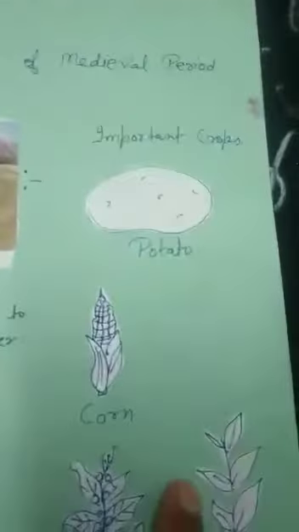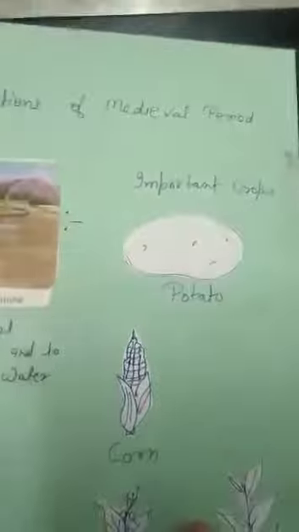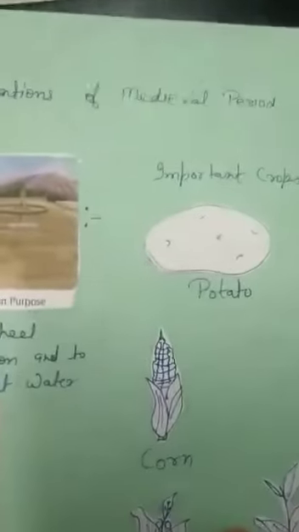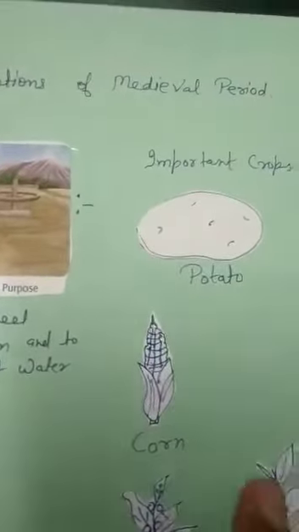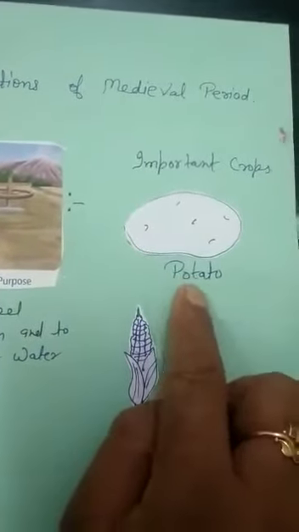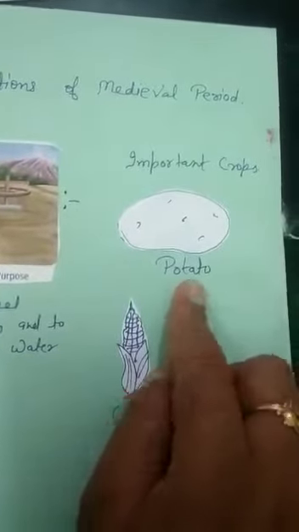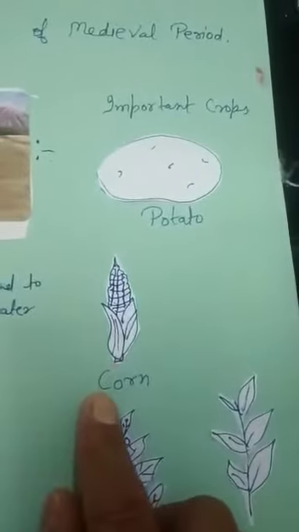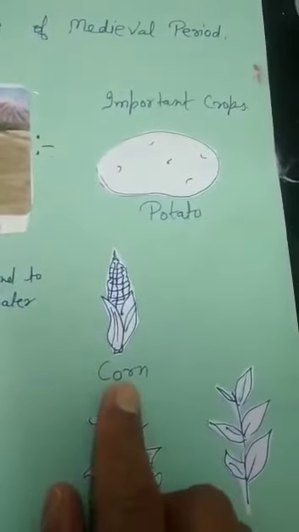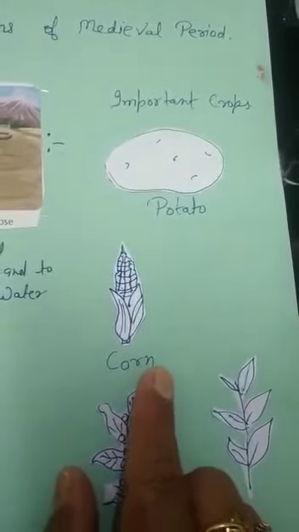Here we can see important crops. Important crops at that time were, firstly, we can see here the picture of potato. The potato was firstly grown in the medieval period. Now come to the corn. Corn was a crop that was firstly grown in the medieval period also.